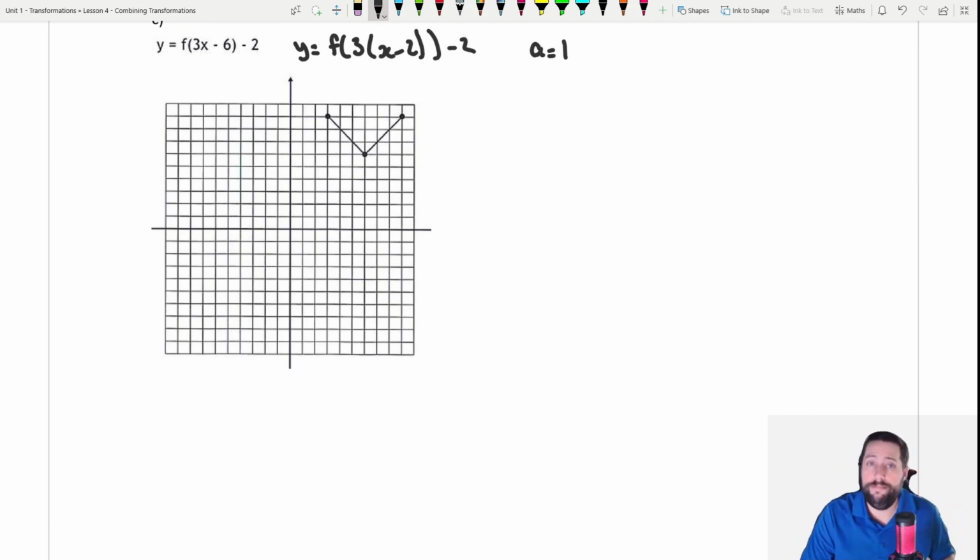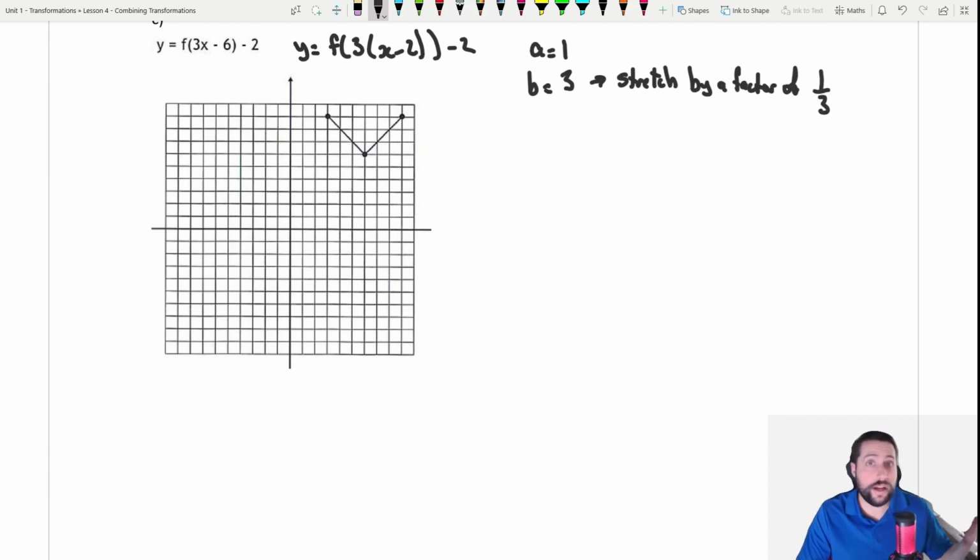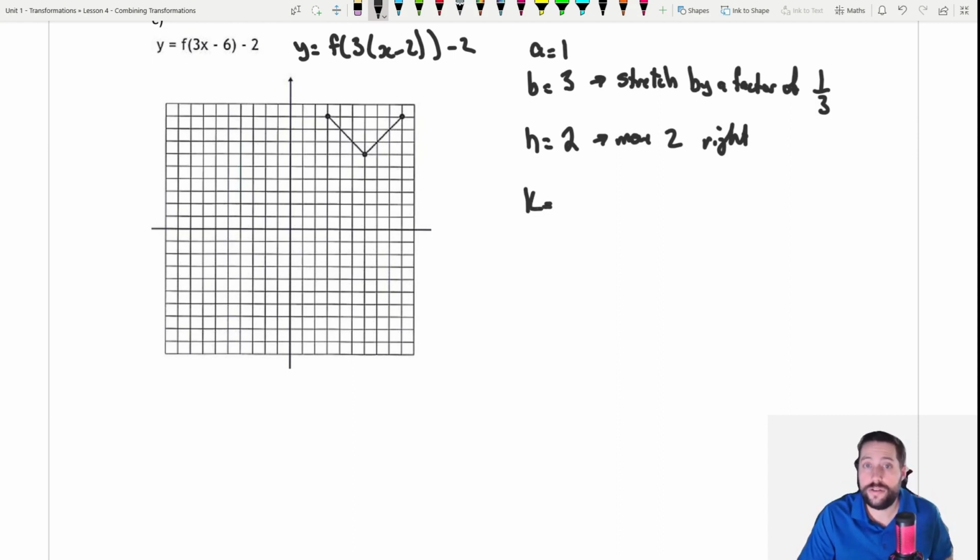So a is going to be 1. B is 3, right? So this is going to be a stretch by a factor of 1/3. So it's the opposite. We do have an h this time, so there will be a horizontal shift. It's going to be 2, so we're going to move 2 to the right. And then the last one is k, so k is -2. So we will move down 2.